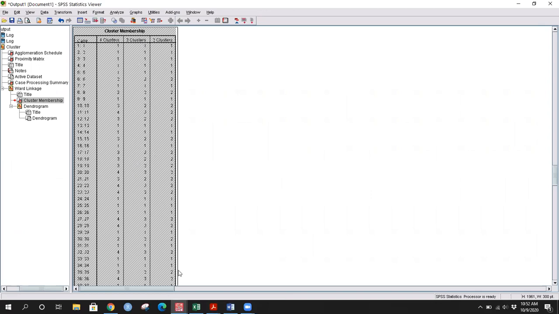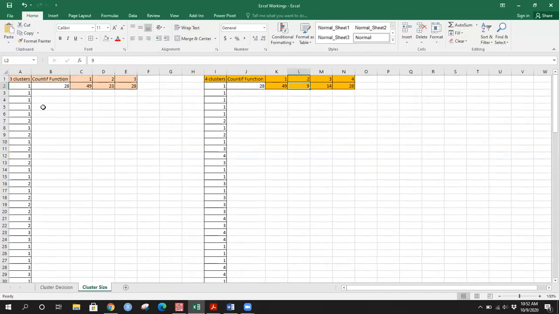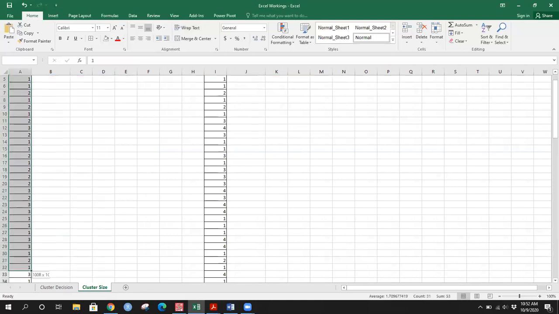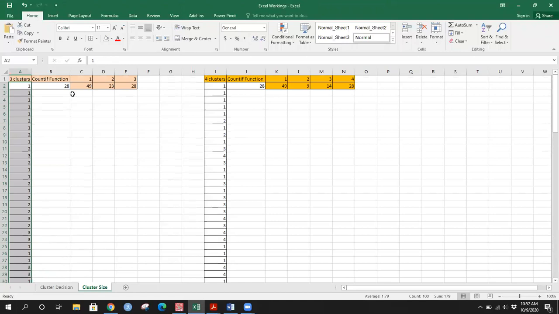Copy them and take them to Excel here. So that's the 3, and paste them here. So these are all the cluster memberships for a 3 cluster solution. Then again perform COUNTIF and see how many people are in cluster 1, cluster 2, and cluster 3. And here you see that your criteria is met. In each cluster, you have at least 10 observations or at least 10 individuals.